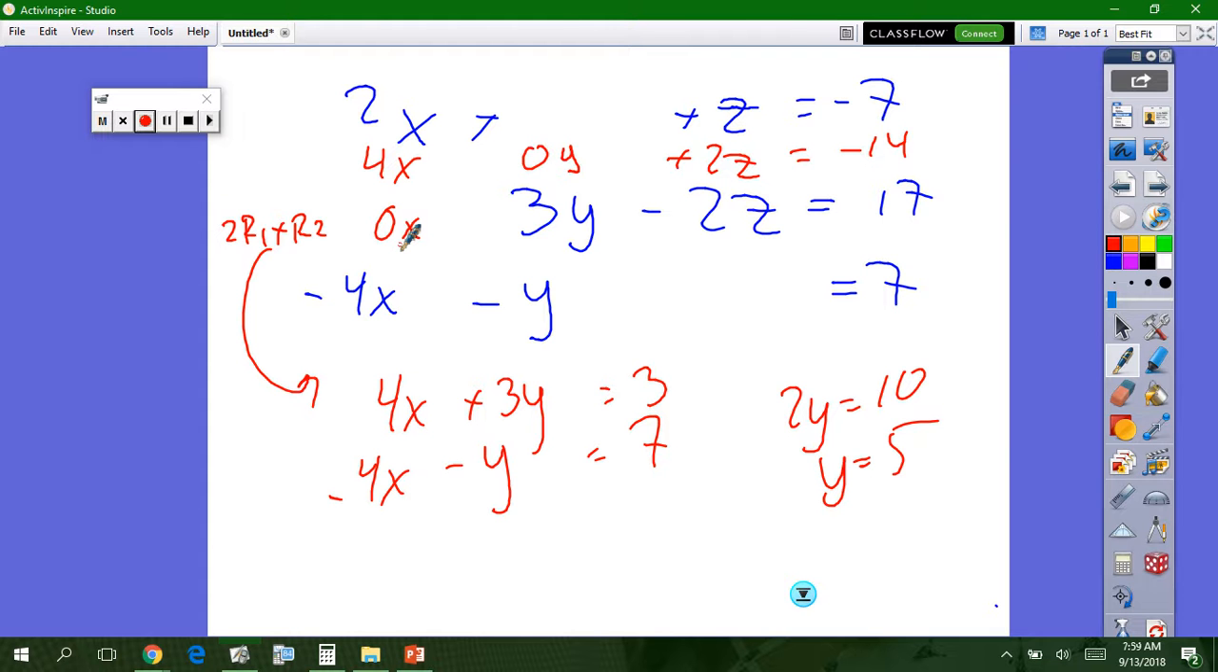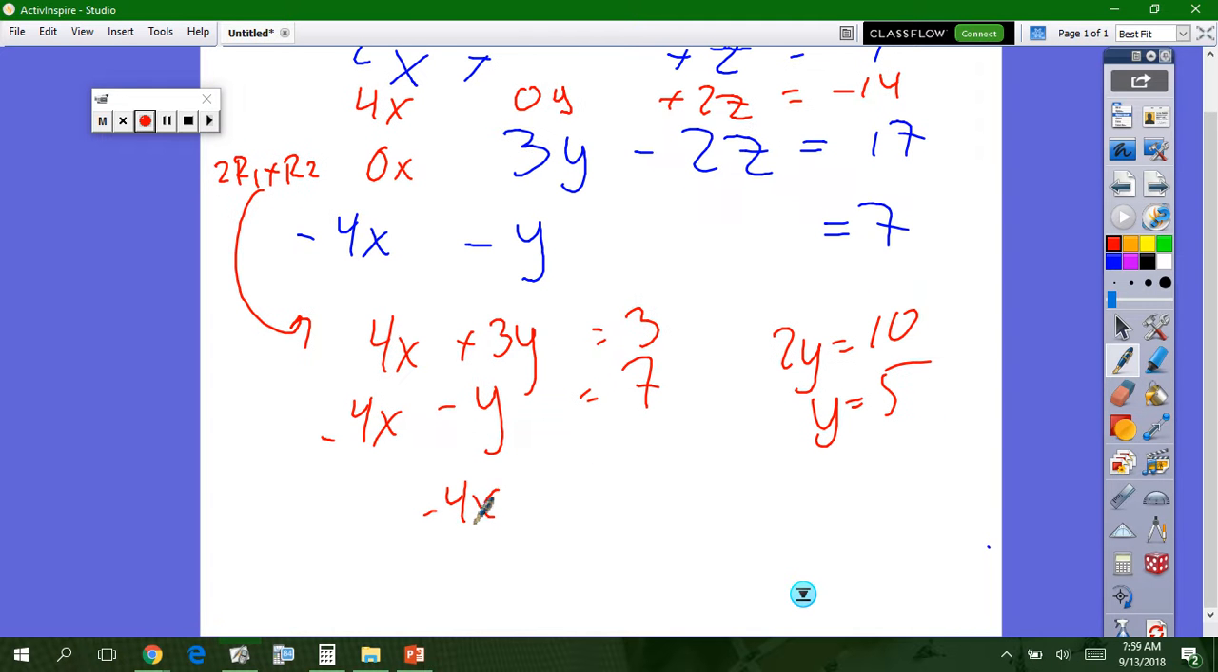So I'm just going to come over here. y is already 5. I'm going to plug and chug. Okay. So I have negative 4x minus 5 equals 7. That's negative 4x equals 12. So x is negative 3.